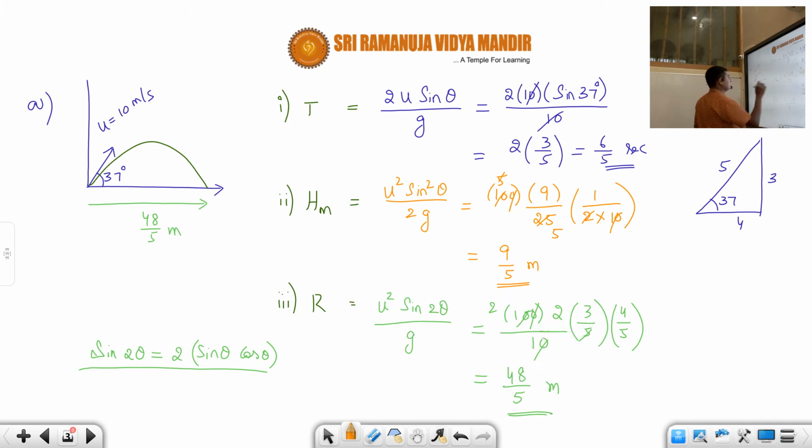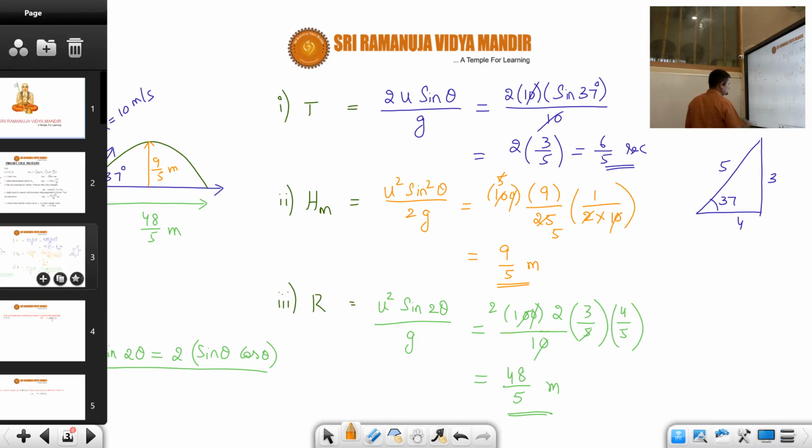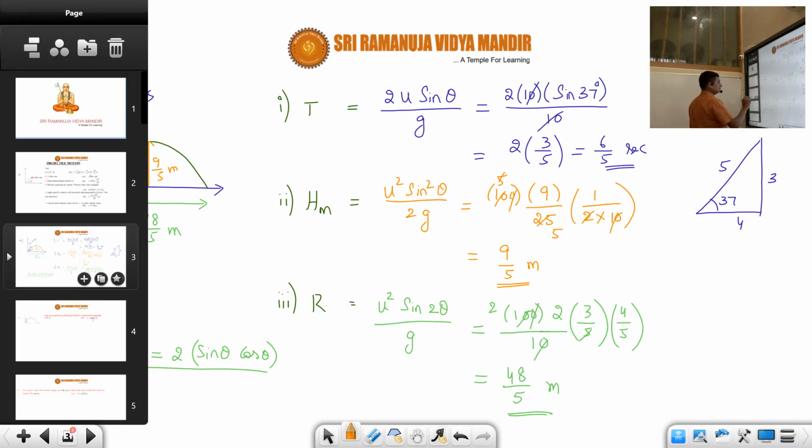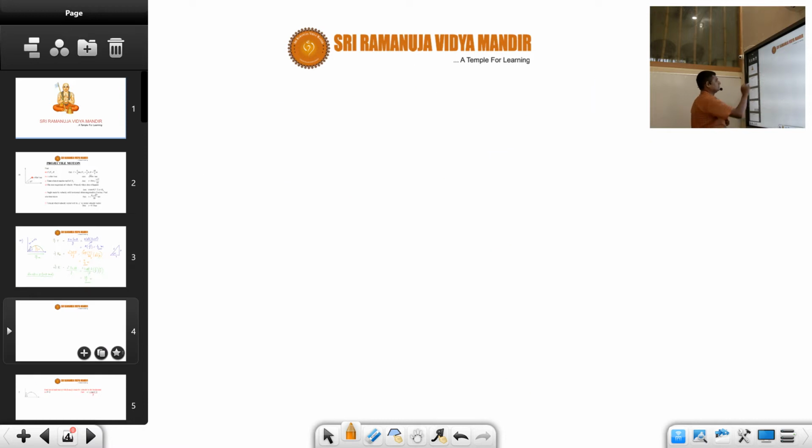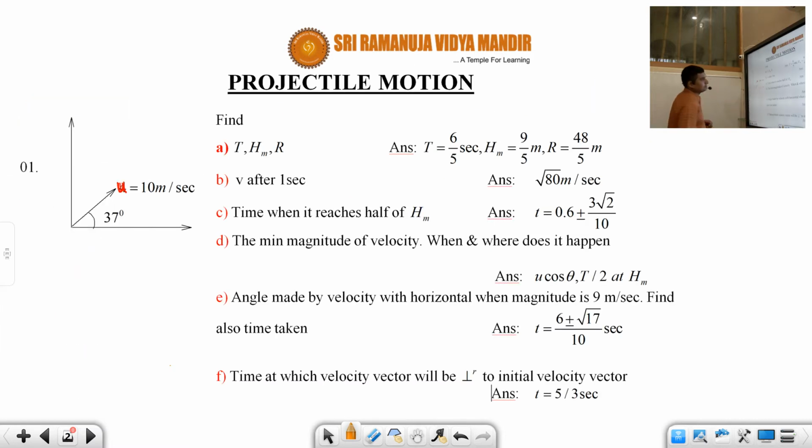And the maximum height is equal to 9 by 5 meters, okay students. And the time of flight to reach the ground is 6 by 5 seconds, okay students. So anyway, this is the first part. Now let us go to the second part. What is the second part, students? So these are the answers: 6 by 5, 9 by 5 and 48 by 5.